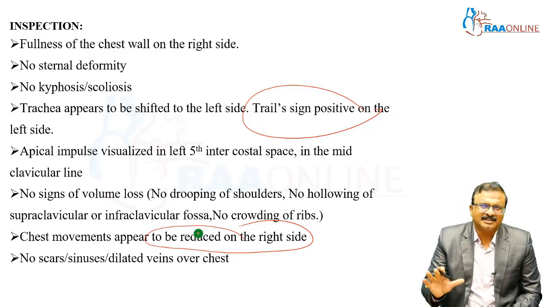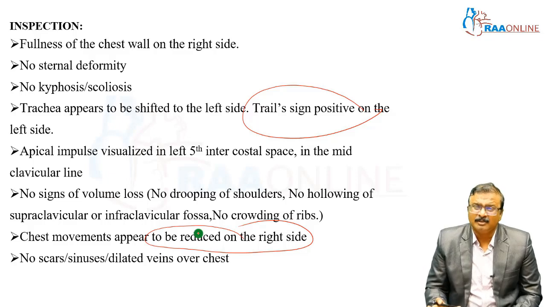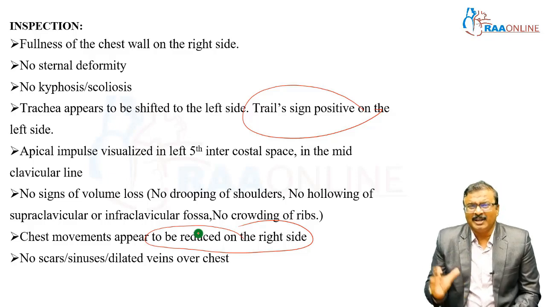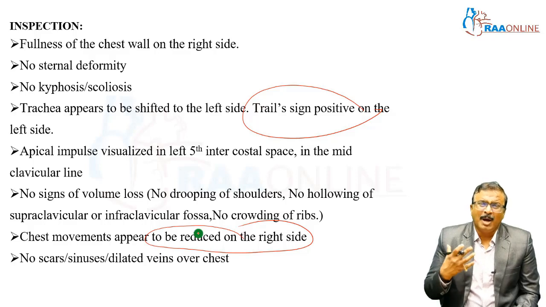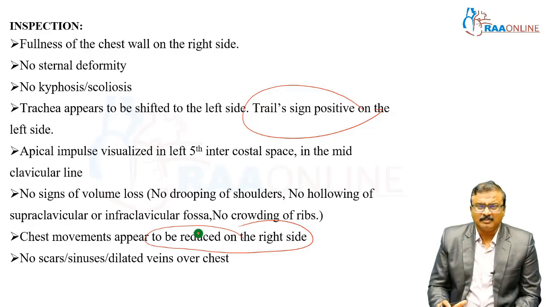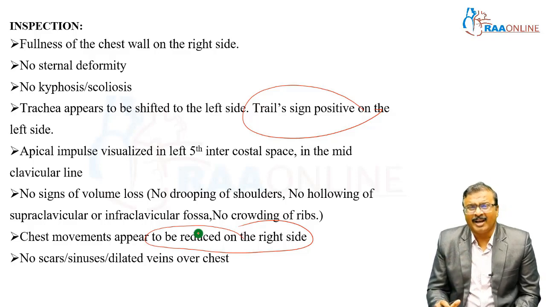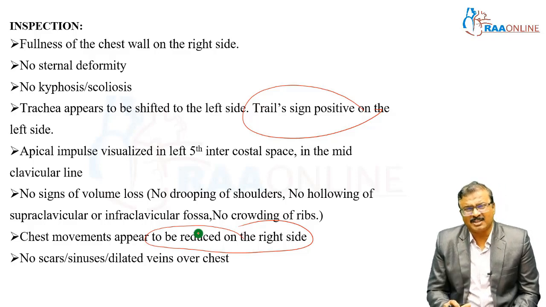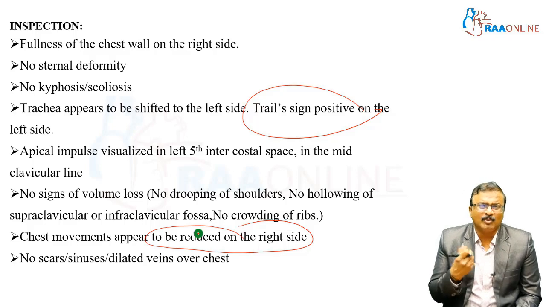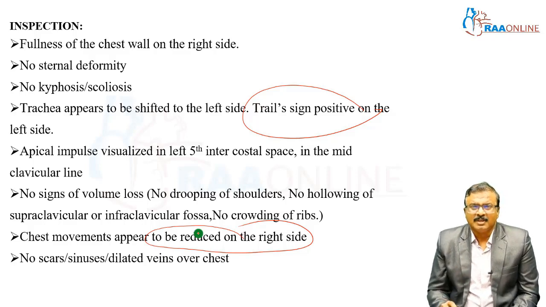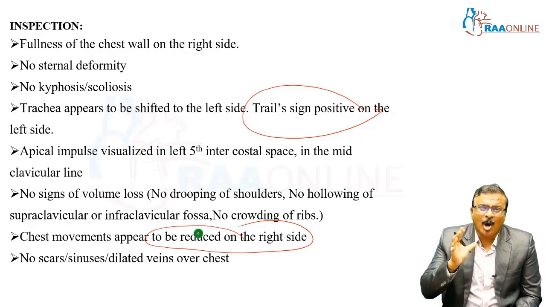No scars, sinuses, or dilated veins over the chest. Especially when you suspect mediastinal shift, there can be some mass, or it could be pleural effusion or a pneumothorax. If it is SVC obstruction, you can have dilated veins over the chest. JVP is non-pulsatile.